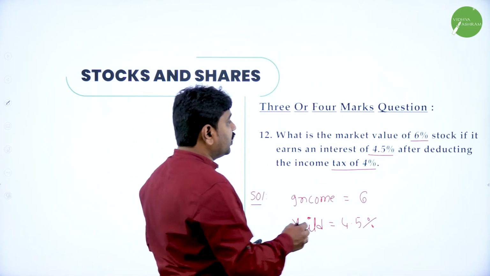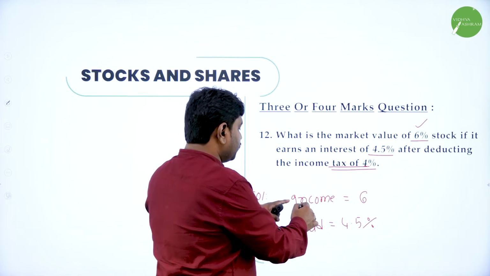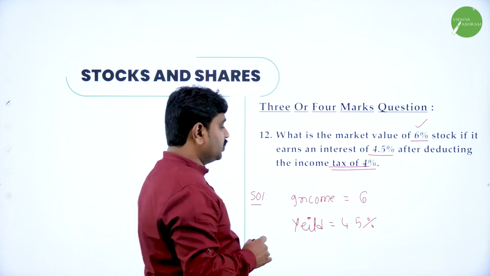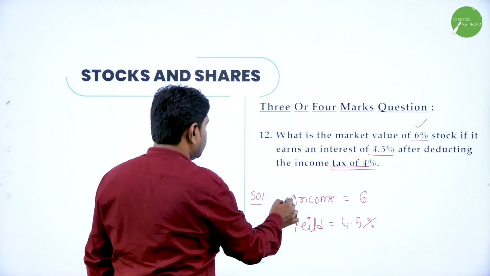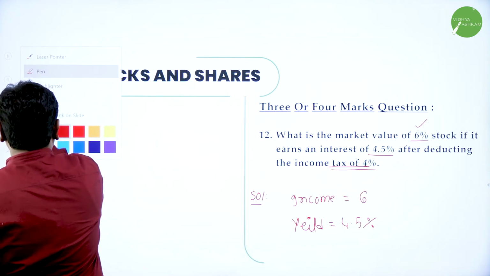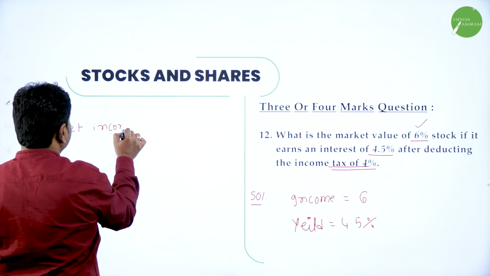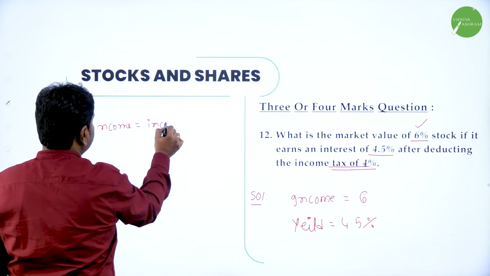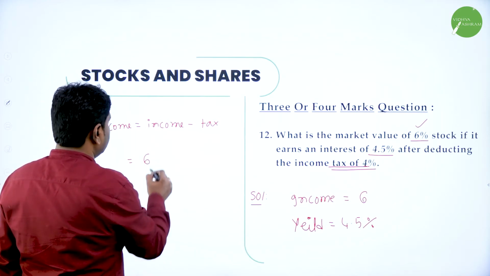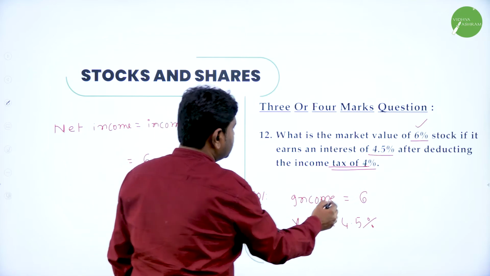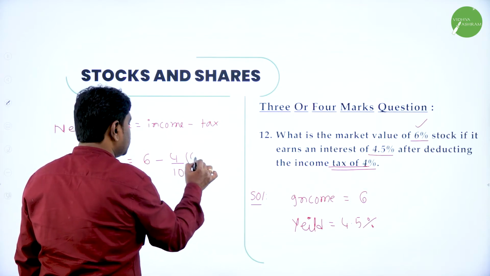See now, dear students, I would have taken income directly as 6 if there were no tax, but they said after deducting tax. So income is 6, but the net income differs now. Net income is equal to income minus tax. So in the original income you should remove the tax. What is the income? 6, minus the tax deducted. The tax percentage is 4%, so tax is 4 by 100 of your income.